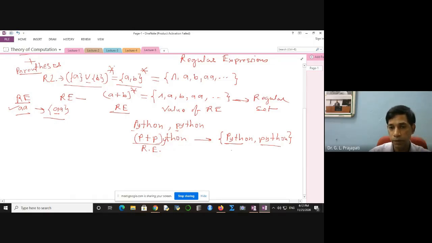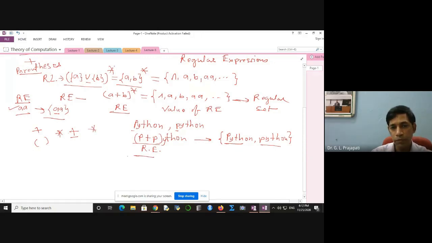For this kind of notation, we use the plus sign in the regular expression, the parenthesis symbol, and the Kleene star for denoting the regular expression. Sometimes we can also use the plus. Once you go for the plus, it means we are describing the sentences beginning with length 1. So length 1, length 2, length 3, like this.